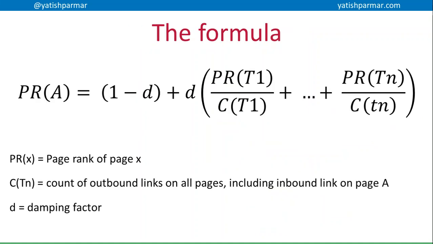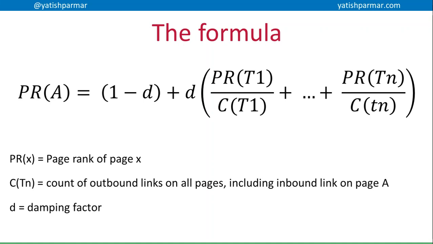All right, so the actual formula looks like this. I've kind of laid it out. If you're looking at a textbook, it might all be on one line, but I'm trying to show that the page rank of a page, so page rank of T1, because that's a page, is divided by the count of links on that page. So the rank of a page is divided by the amount of links on that page. That's multiplied by a damping factor D, then added to 1 minus D, and then that gives you the actual page rank of that page A.